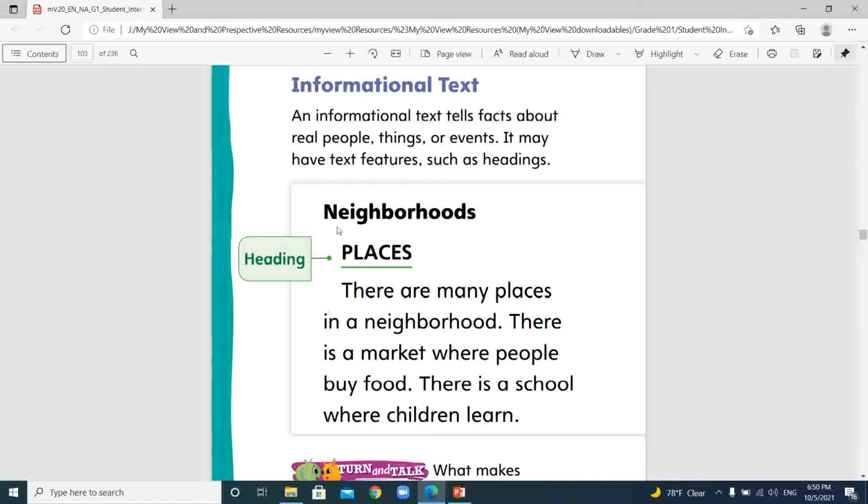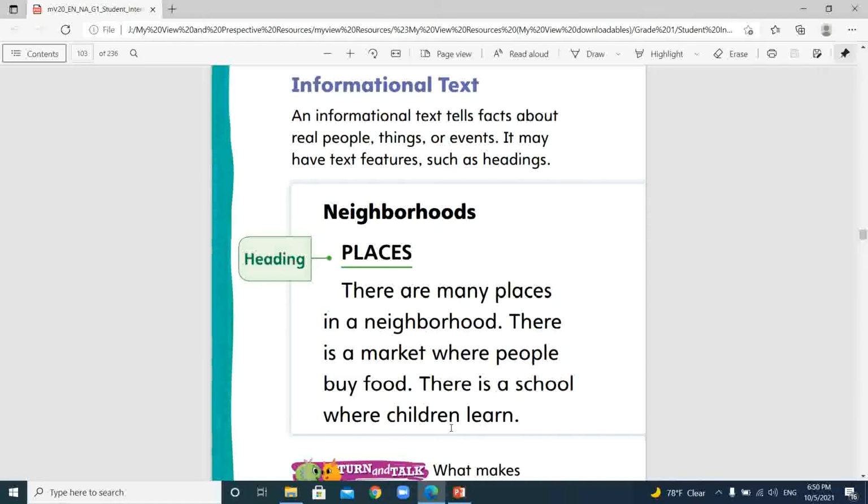Okay, it says here, neighborhoods, places. There are many places in a neighborhood. There is a market where people buy food. There is a school where children learn.